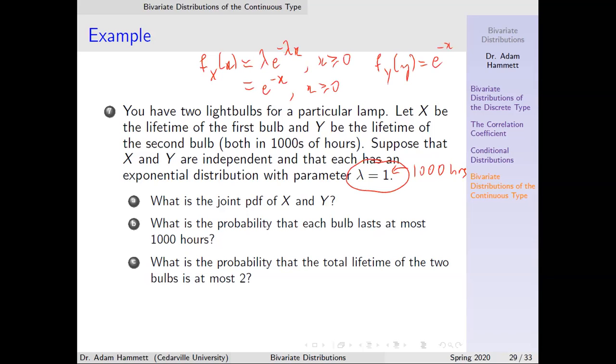Or sorry, e to the minus y. And that's for y equal to or greater than 0. Okay? So what is the joint probability density function for these? Well, it's going to be f of x comma y equals the product of these two, because x and y are independent.